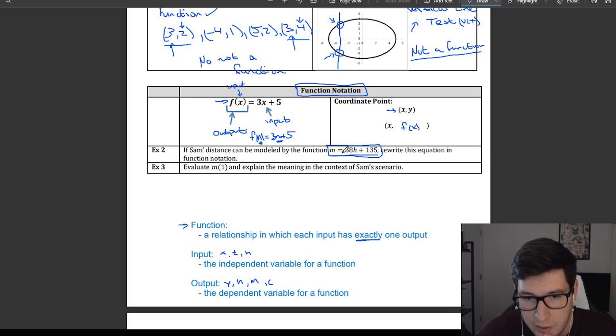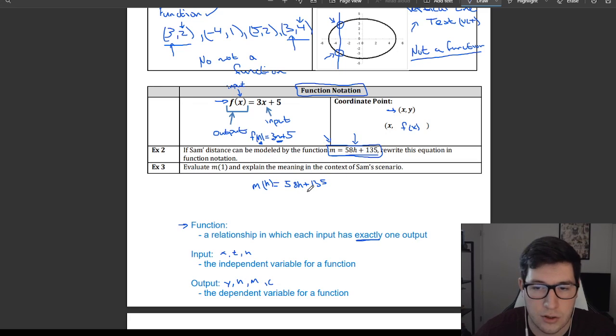And if I'm going to rewrite this, well, I know that my output is right here, and that's my lovely m, and I have an input h. And so I'm going to model exactly what's over here. I'm going to have that m of h is equal to 58h plus 135, right? We're not changing the actual structure of the equation itself. We're simply rewriting how we write our variables, again, so that we're more specific.